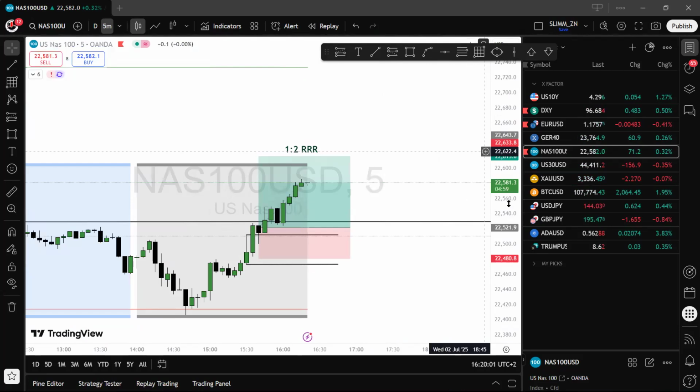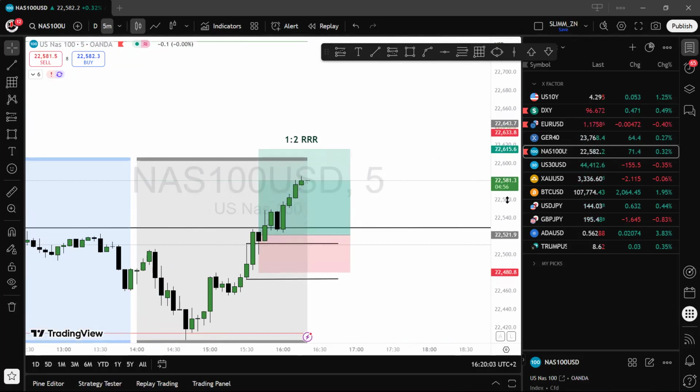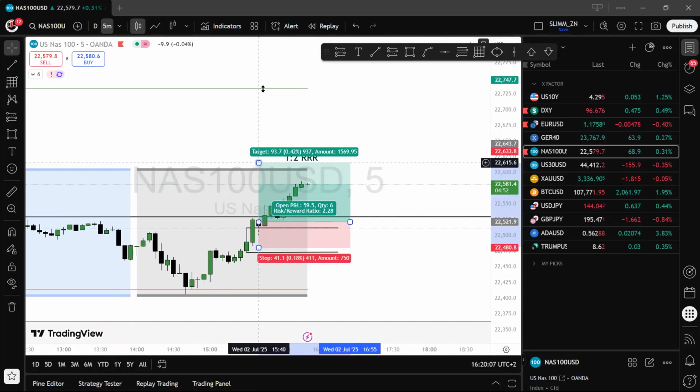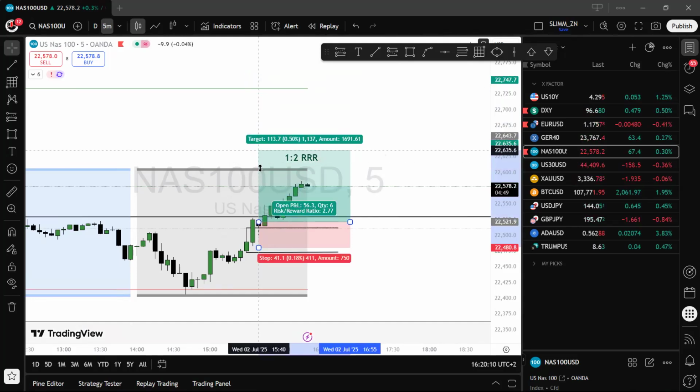So if you guys took the setup also, let me know how you are managing the trade. What are you aiming for? Are you aiming for the previous day's high as a TP, which is slightly above, or what's your target?